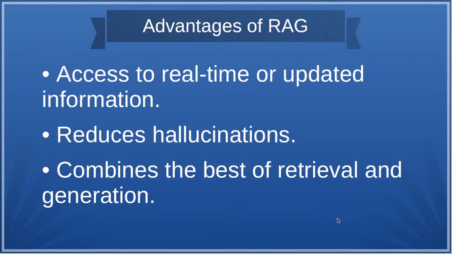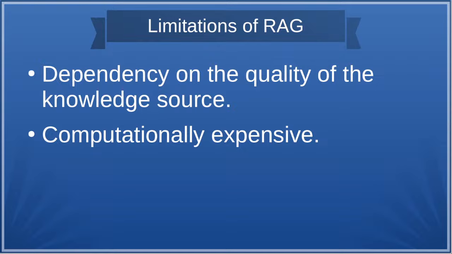Again, the advantages, like whatever advantages we talked about: access to real-time information, reduced hallucination, combines the best of both. Limitations: again, it depends on the quality of the knowledge source. If the knowledge source is not updated, we need to be careful, because it works based on the knowledge source. Quality of the RAG system matters, and it is computationally expensive, because of additional time, and there is also a one-time offline process where we have to spend on embedding.